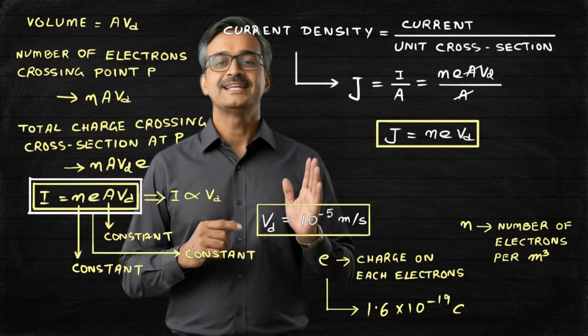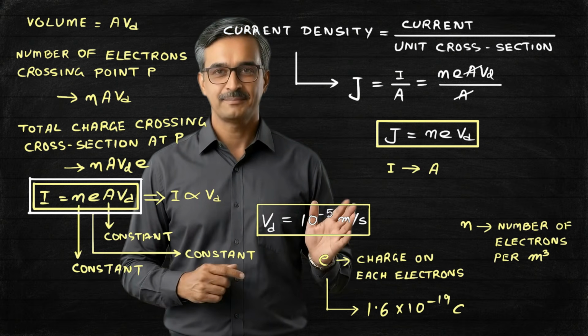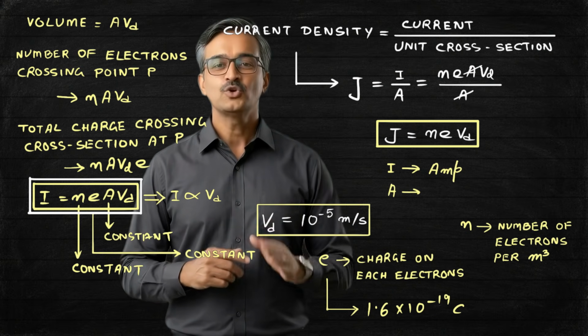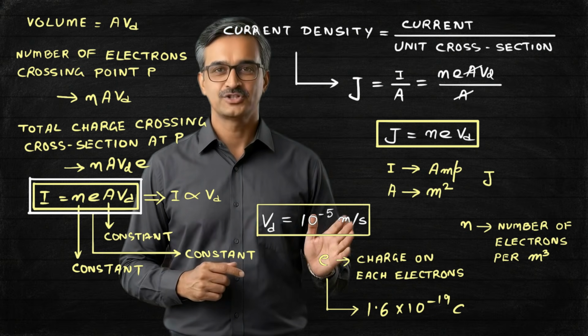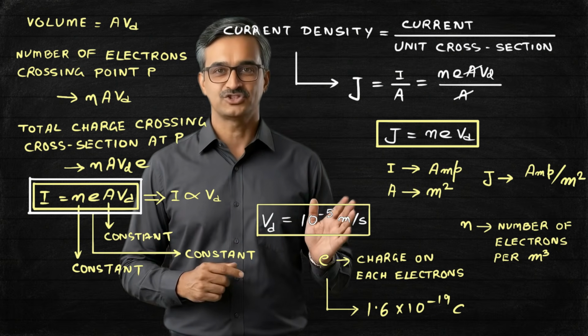Now, what is the SI unit of current density? Since current is measured in amperes and area is measured in square meters, the SI unit becomes amperes per square meter or amperes per meter squared.